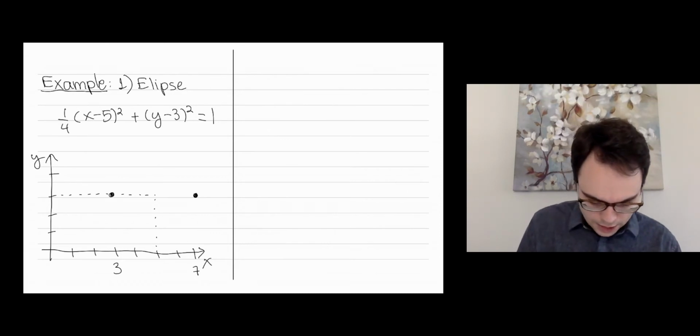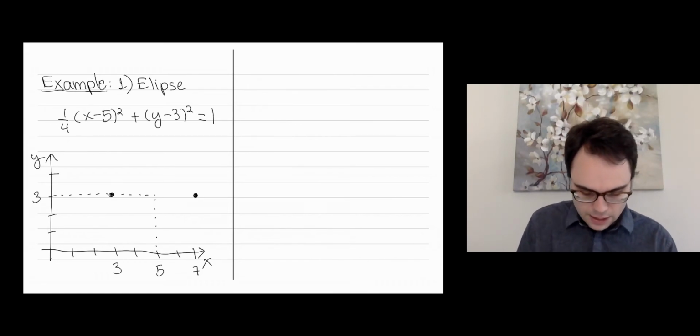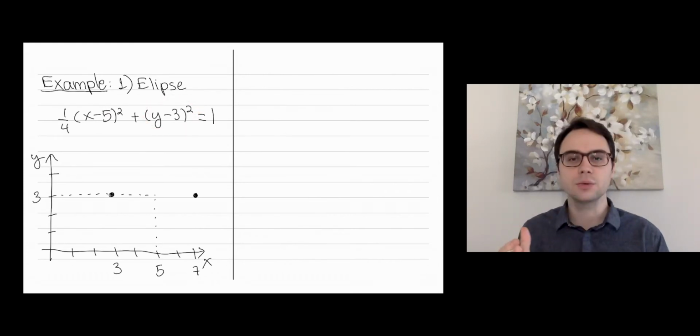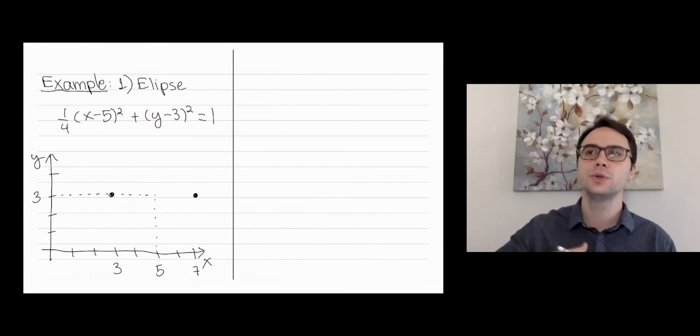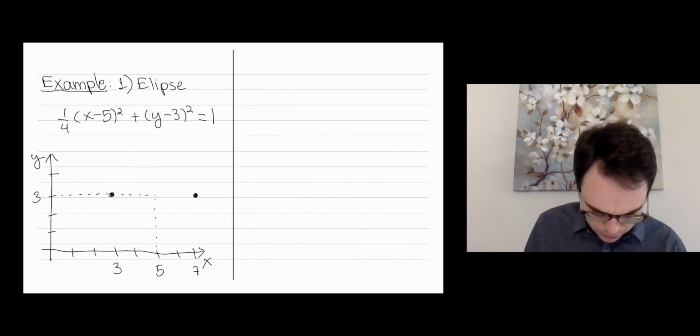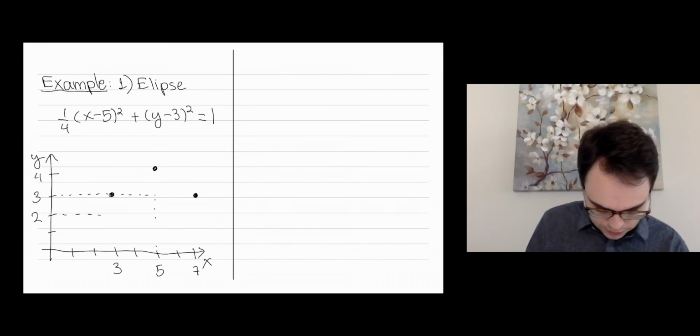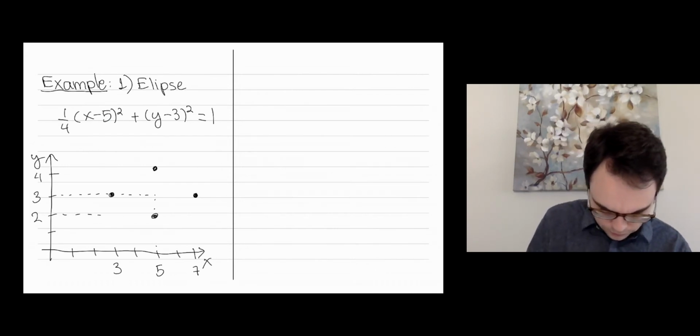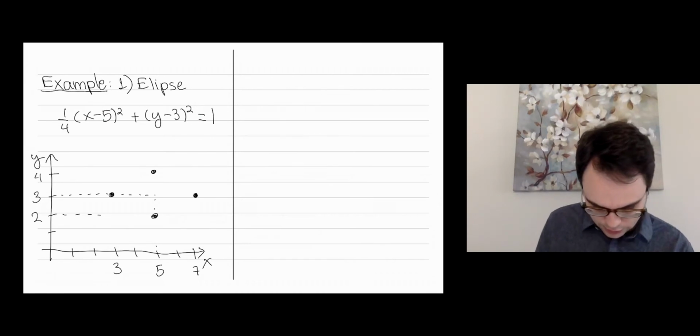And now if, on the other hand, x is 5, then the first term vanishes, and then I get that (y minus 3) squared is 1, so y minus 3 is plus or minus 1, so y is either 2 or 4. So if x is 5, then y is 2 or 4. And so, oh, I drew the wrong point down here. So 2 would be here. This 4 is a little bit too tall. Okay, so the ellipse we're talking about is this one.